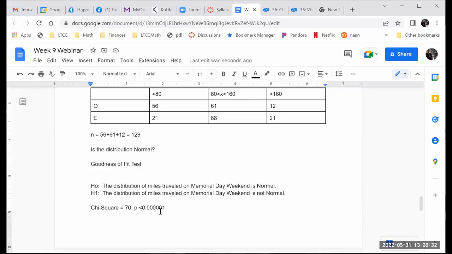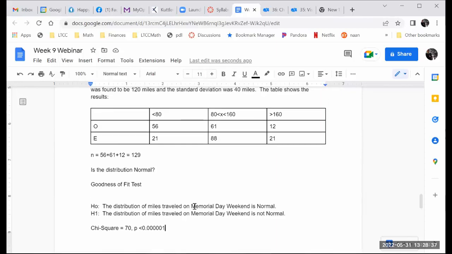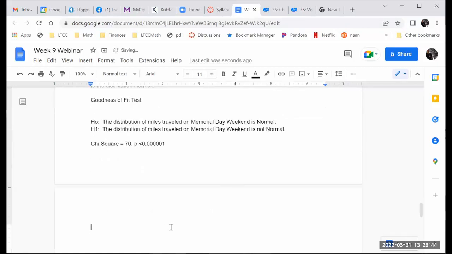Any questions on that? So this is about as strong statistically significant evidence as it gets. So what does that tell us? It does not follow the normal distribution. There is extremely strong statistical evidence, significant evidence, that the distribution of miles traveled on Memorial Day weekend is not normal.